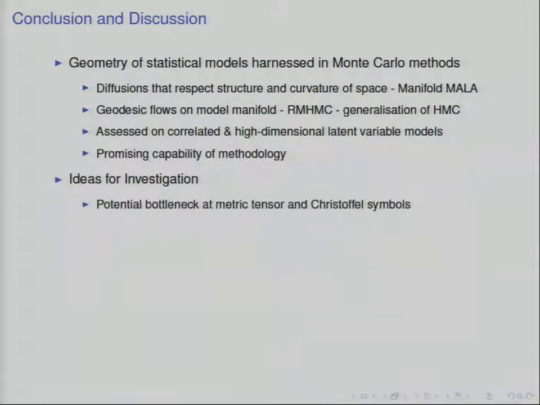Now, what about ideas for investigation? Well, there's a lot of computer scientists here, and a lot of machine learning people are very fixated on computational aspects, as they should be. And so, of course, one of the big potential computational bottlenecks is going to be the computation of the metric tensor and the various components of the connection. Especially as you go to high dimensions, you've got to invert these matrices, or you've got to certainly solve the systems associated with those matrices. And this is something that needs to be addressed.